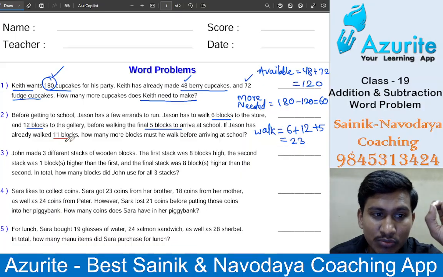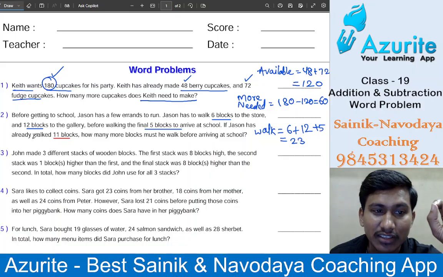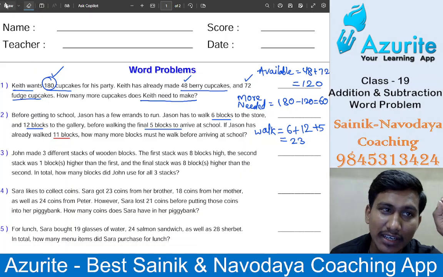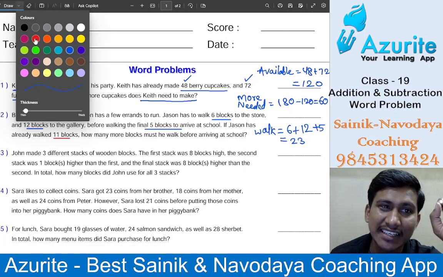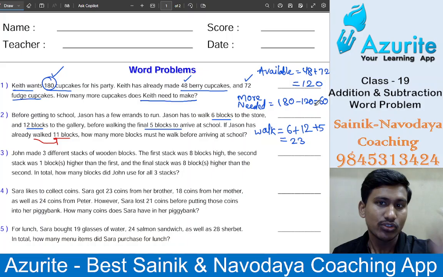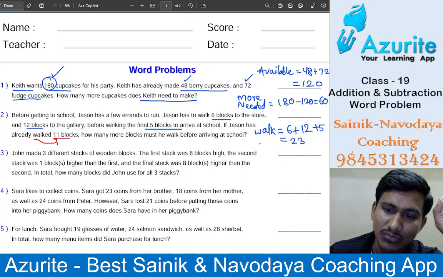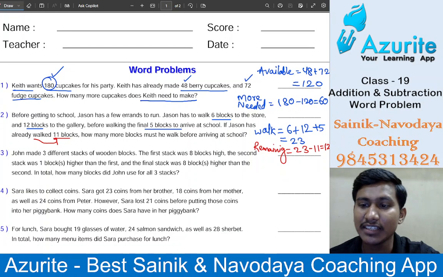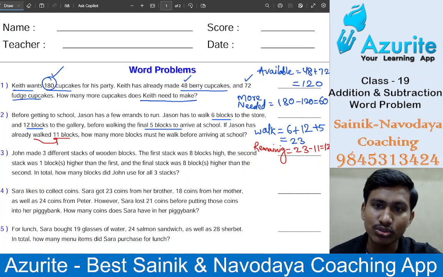So in that, how much has he completed? Already walked is how much? That is 11. In that 23, already walked is 11 blocks. So the remaining will be how much? He has to do 23, and in that 11 he has completed. Remaining will be how much? 12 blocks. Yes, if you minus 11, it will be 12 blocks he has to cover more.